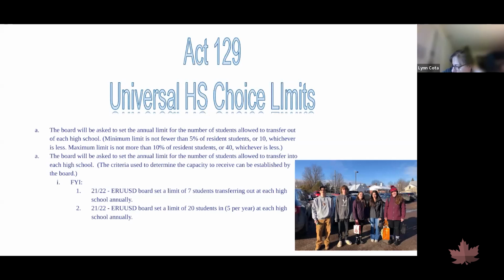I think that, go ahead. You still get to keep them, and in terms of your tuition rate, you still have to count them when you come up with the tuition rate that you're sending to the sending town.